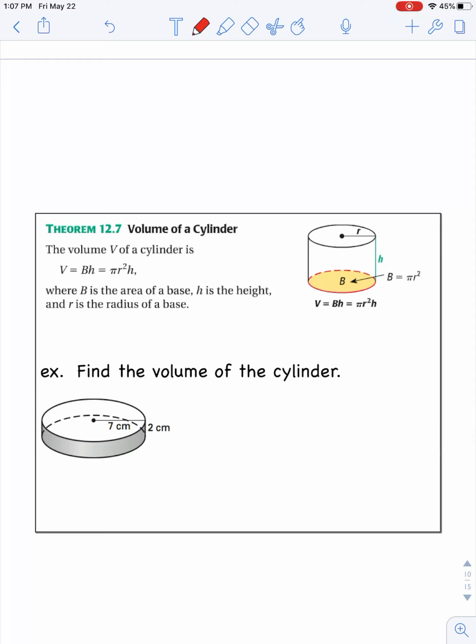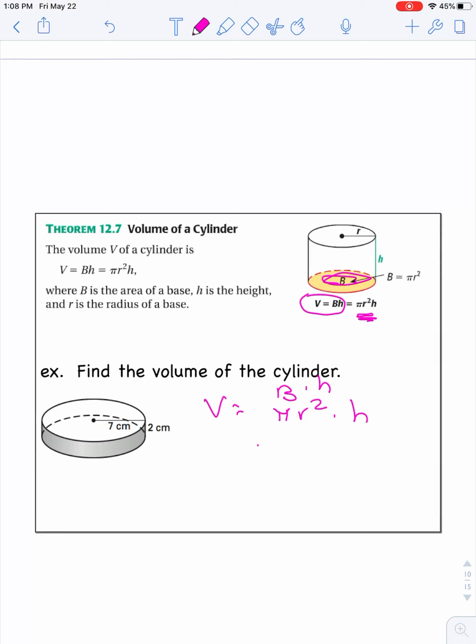So now we move into volume of cylinder. The volume of a cylinder, again, is just the area of the base right here times the height. Well, it just so happens that our base is always going to be a circle. So we really could memorize this specialized formula, but again, you already know area of circles, so you can just do pi r squared times the height. That's your area of the base times the height.